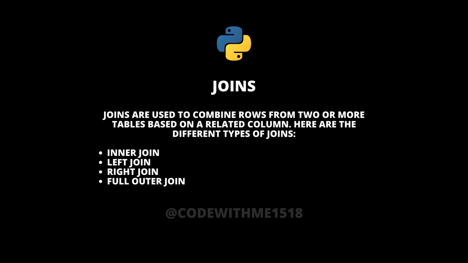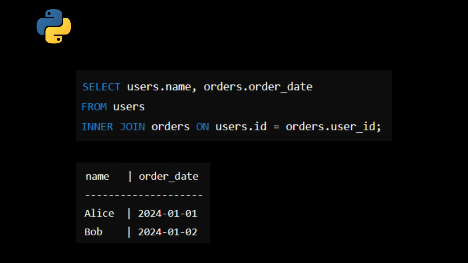Let's see an example using inner join. Suppose we have two tables, users and orders. We want to find all orders placed by users.